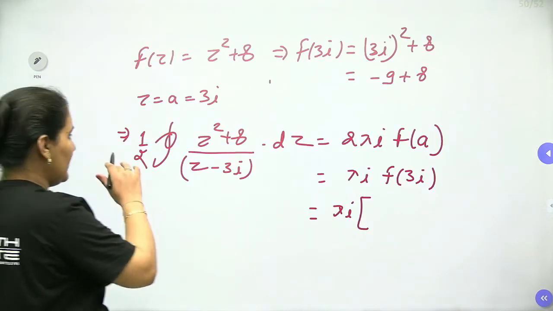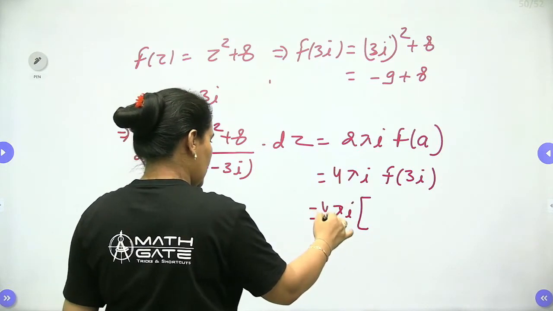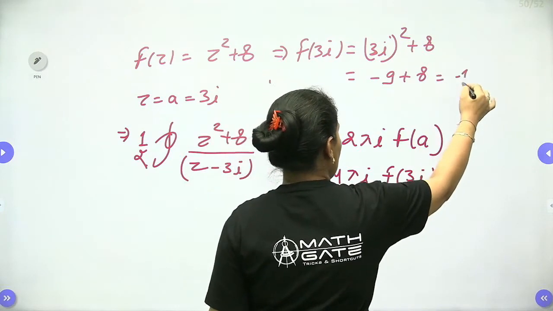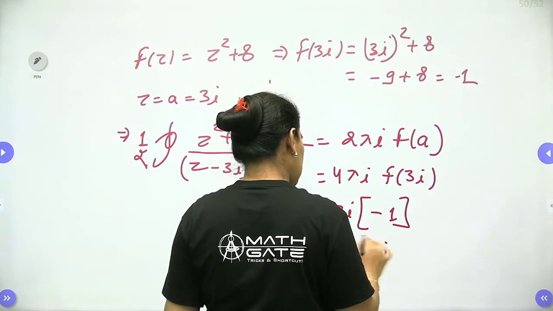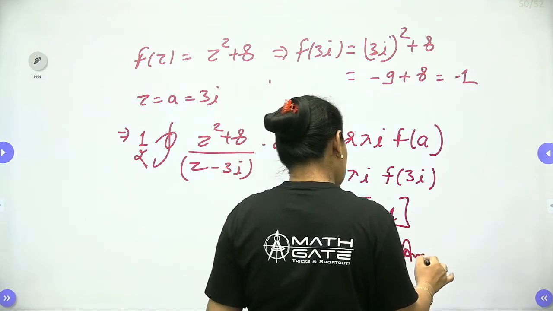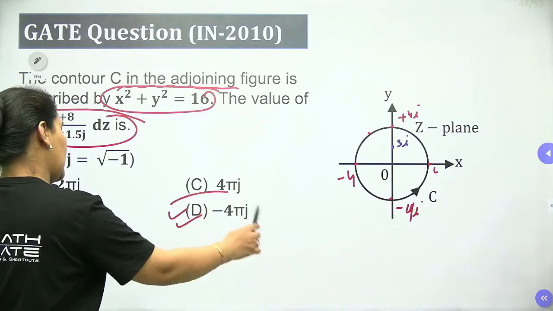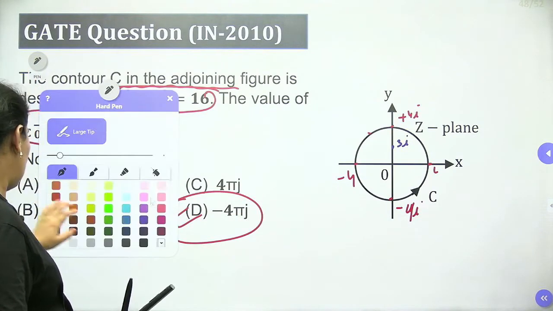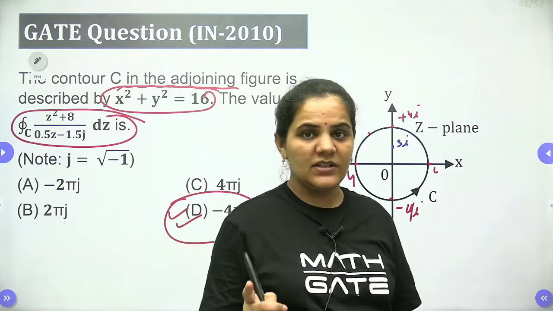So it will be 2 into 2, 4, it does not cancel out. So it will be 4 iota and minus 1 we are having. Hence the result will be minus 4 iota. So we can see the minus 4 iota will be the final answer. Okay, guys, right? This is the first approach.